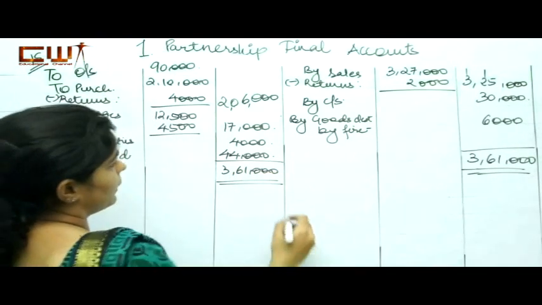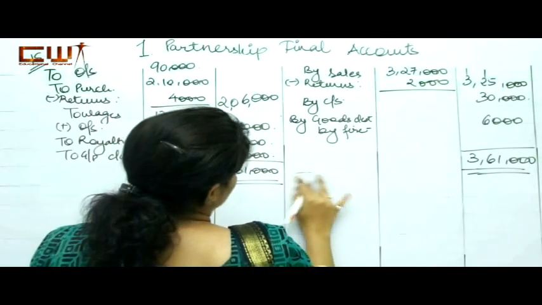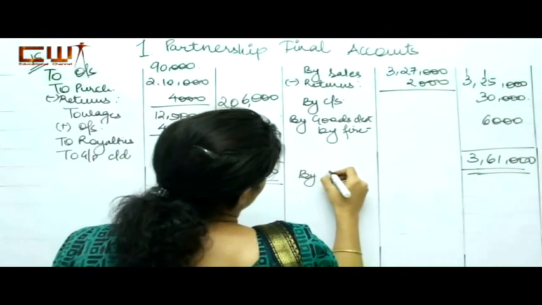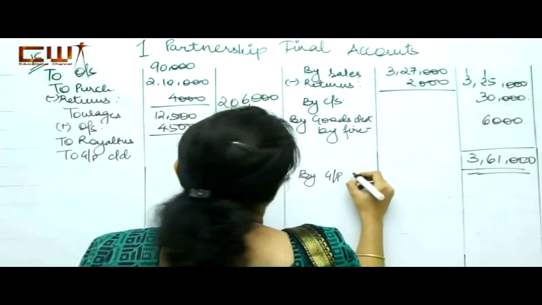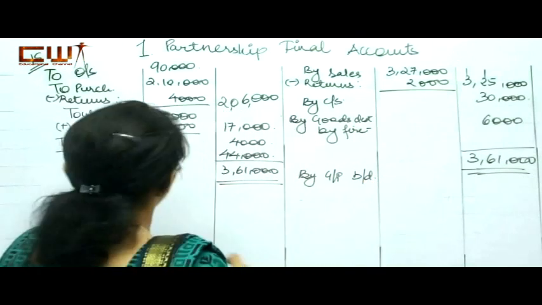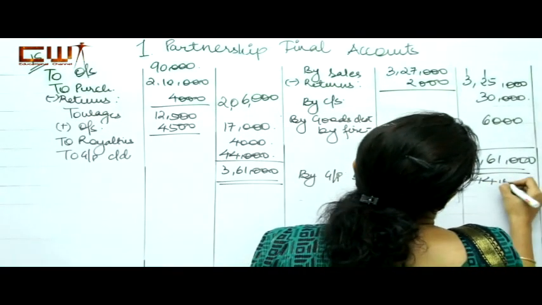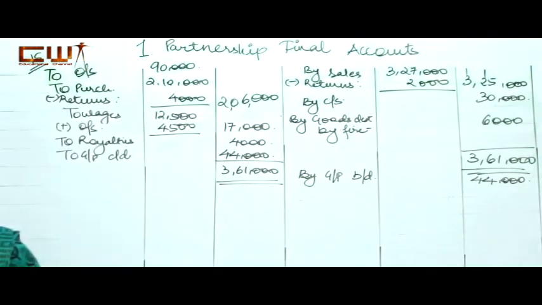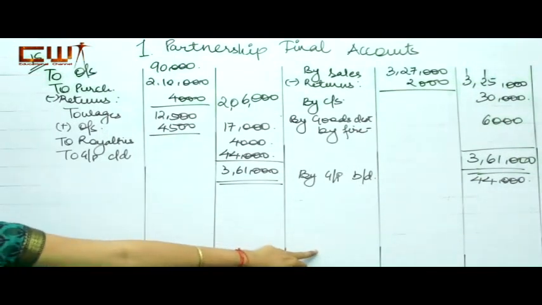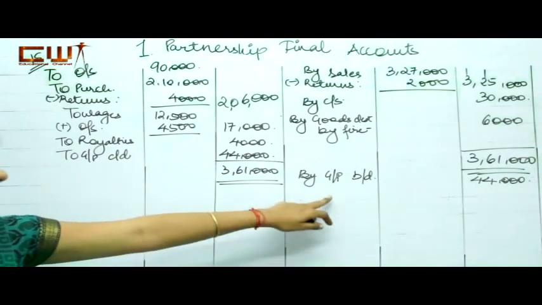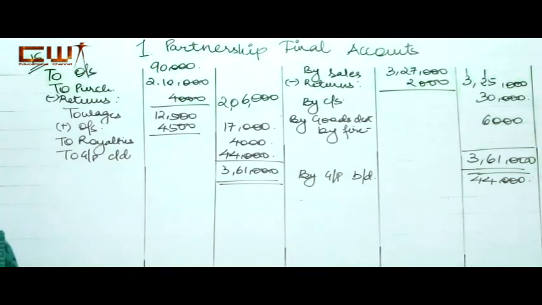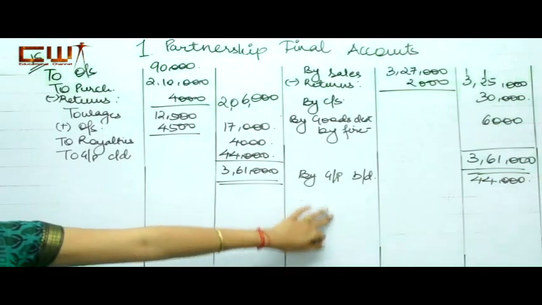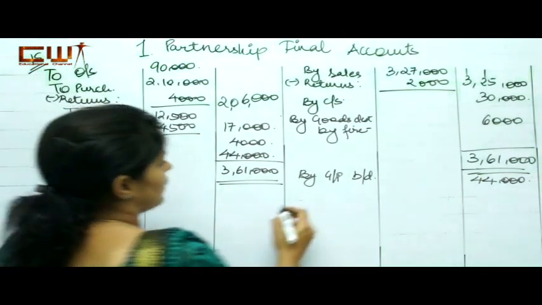Next you come to the P&L account, right? By gross profit brought down, how much? 44,000. What else will be included? You have closing stock, interest on capitals and interest on drawings given to you. Interest on capital is something that you are paying. Interest on drawings is like a business income, right? So you will have interest on drawings here and interest on capital.